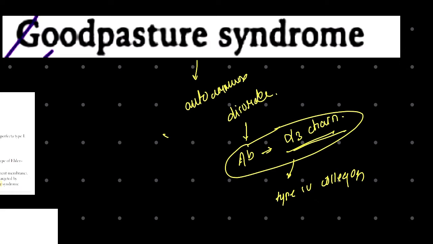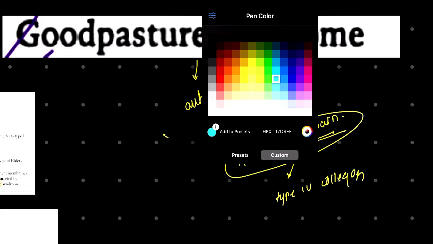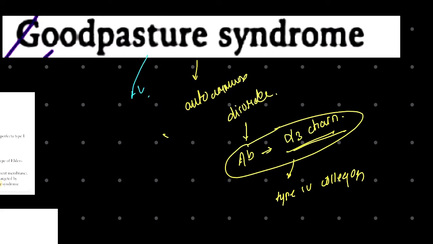Moving further, about this Goodpasture syndrome, the thing we need to know is that it is an autoimmune-mediated disorder. If we recall our concept of immunity, the reactions that are mediated by antibodies are of which type of hypersensitivity reaction? They are type 2 hypersensitivity reactions. And we have already mentioned that there will be antibody against the alpha 3 chain.